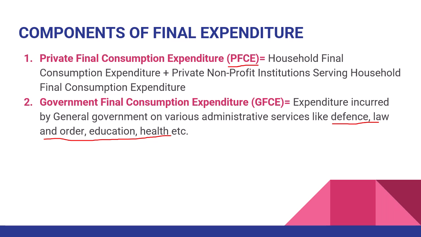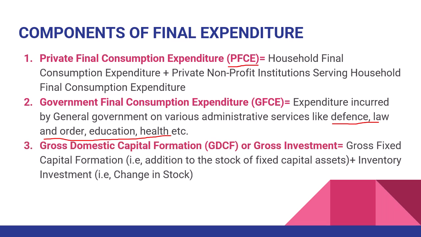Then next is gross domestic capital formation, which is also known as gross investment or investment expenditure. Now as we all know that gross investment is equal to fixed investment plus inventory investment. So here also you will see that gross domestic capital formation is equal to gross fixed capital formation, which is the investment on the fixed asset plus inventory investment, which is nothing but the change in stock.